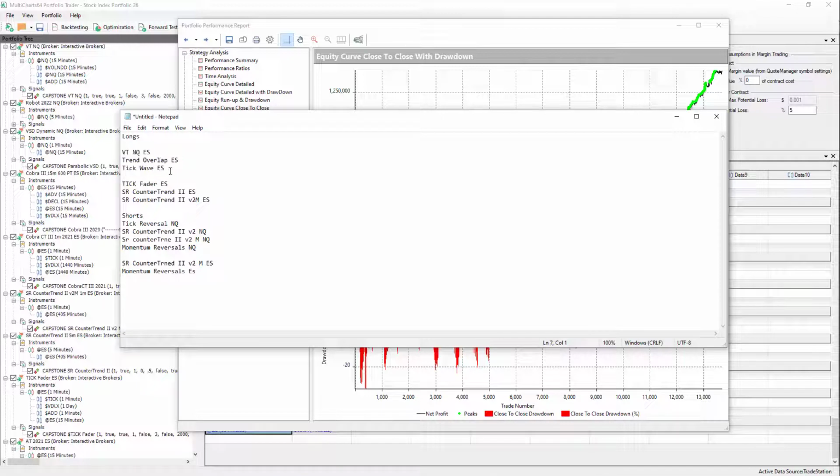You see these three on the longs, or the longs in the NQ actually. This is trend overlap NQ, tick wave NQ on the long side. And these are the ES strategies on the long side, and on the short side these are the NQ strategies, and these are the ES strategies on the short side.